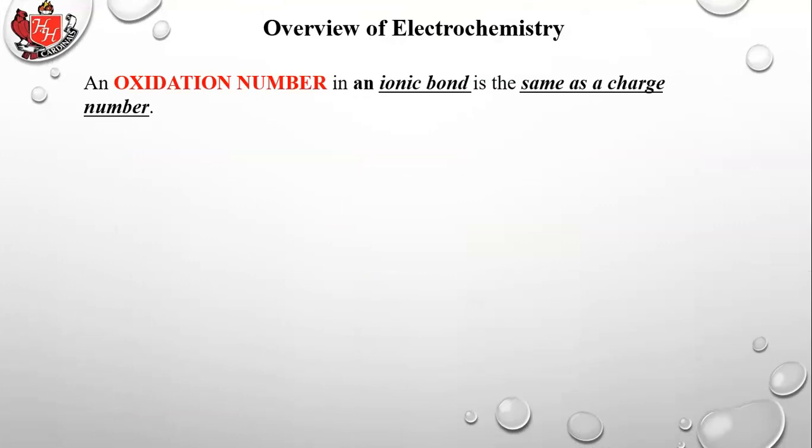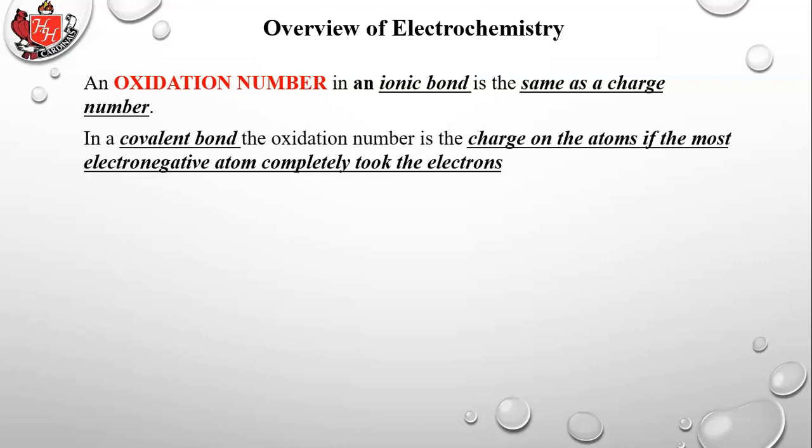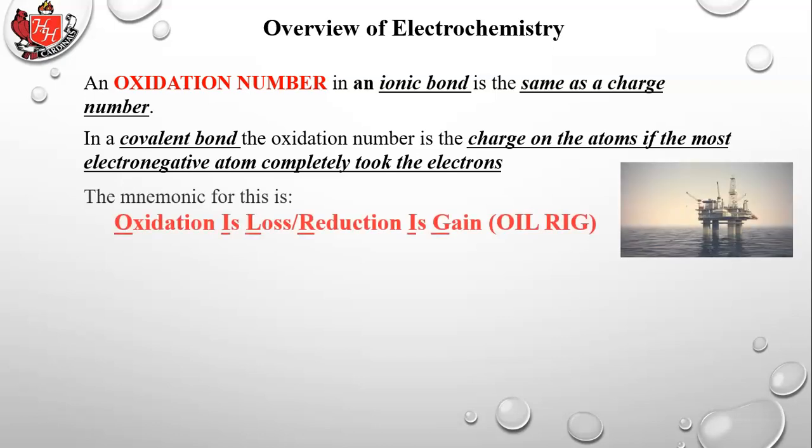An oxidation number in an ionic bond is the same as the charge number. In a covalent bond, the oxidation number is the charge on the atoms if the most electronegative atom completely took the electrons away. So let's see some examples of that.